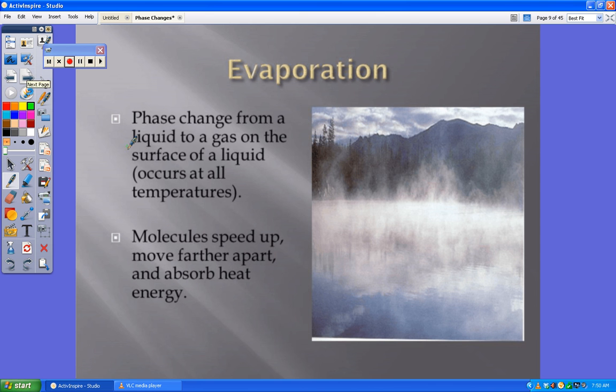Evaporation is also from a liquid to a gas, and this is very similar to the boiling point, except molecules speed up, they move farther apart, they absorb heat energy. Most commonly, evaporation occurs when you're sweating. That's a very common occurrence. And so when the water that you sweat out of your body absorbs some energy from your body, that allows it to make that jump from a liquid to a gas. And that's why you cool down, because it's taking the heat from your body and transferring it to the water.